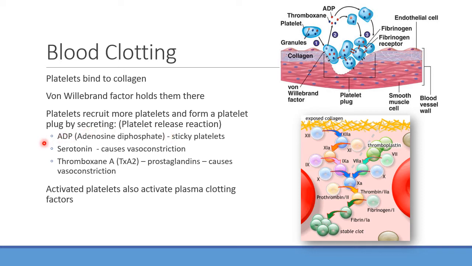They change their conformation, become activated, and are much more likely to grab onto other platelets. Serotonin, again, gets released, and this is useful for causing vasoconstriction and preventing more blood flow from the area that needs to be there. And then thromboxane A2, which is a type of prostaglandin, I'll show you some of these in a minute, is going to cause some more vasoconstriction as well. At this point, the platelets are also starting to release some factors that are going to kick off the clotting factors. So we'll look at this in more detail. You guys are familiar with this already, though. We'll look at it again.